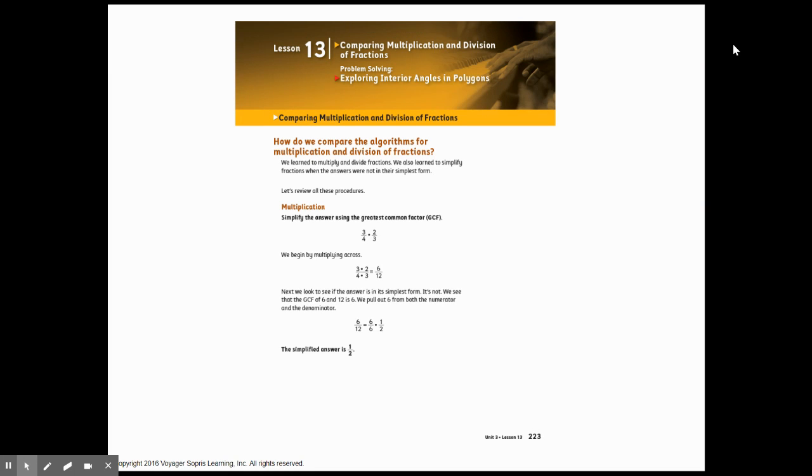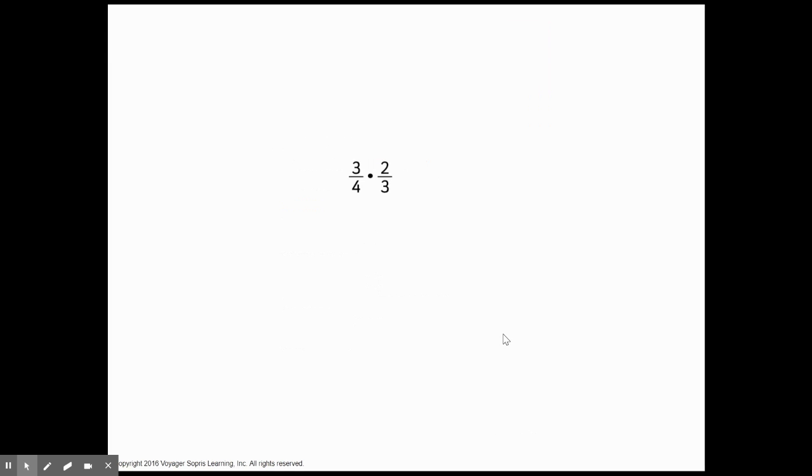We are skipping ahead to lesson 13 today, and we're going to be reviewing everything we've learned so far with comparing multiplication and division of fractions. Let's dive in. So we're going to review the procedures we learned again for multiplying and dividing fractions, and we will start with a multiplication problem.